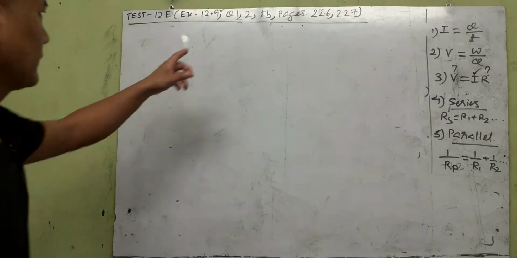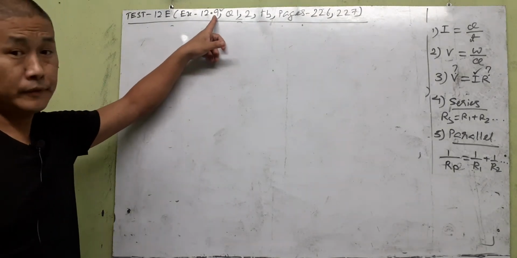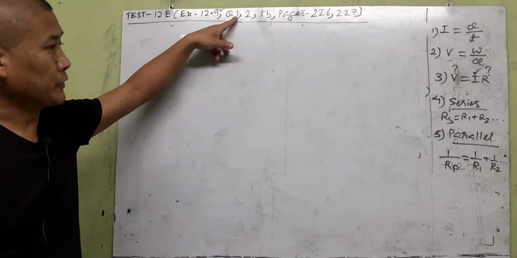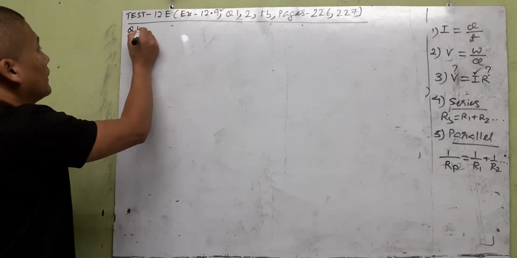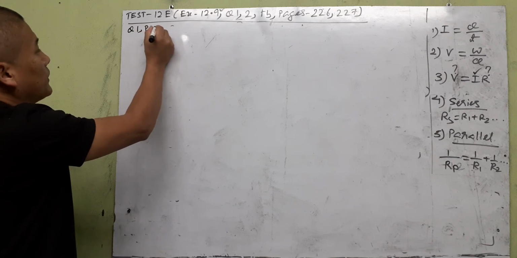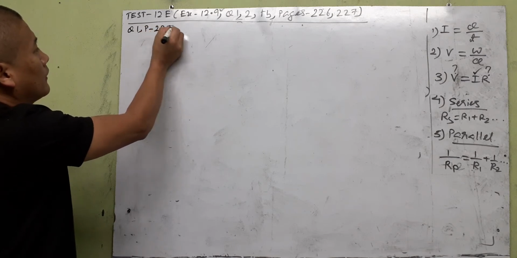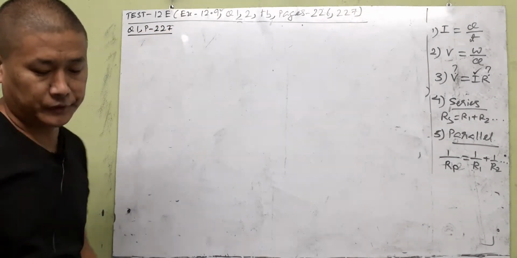Okay, so in the previous class we've done this example 12.9. Let's now go to question number 1, okay? Page 227. So let us go there. Question number 1. The textbook page 227. Okay, let me read the question for us.